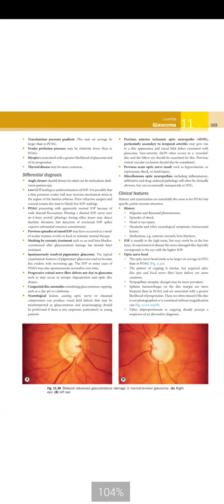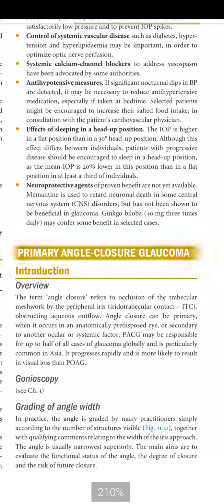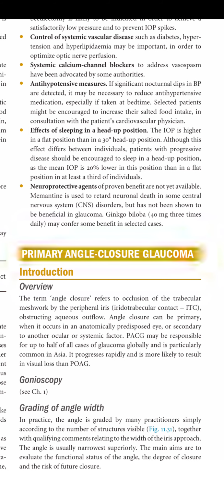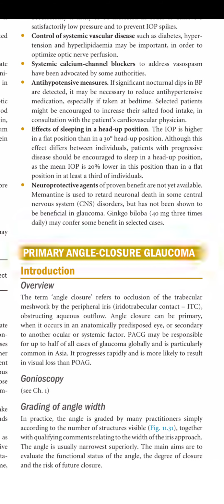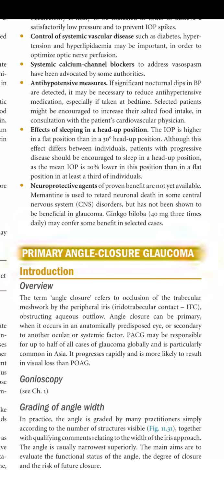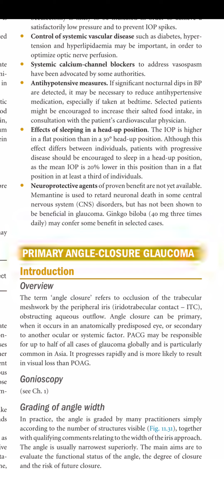Primary angle closure glaucoma may be responsible for up to half of all the cases of glaucoma globally and is particularly common in Asia. It progresses rapidly and is more likely to result in visual loss than POAG. So it is more common in Asians.